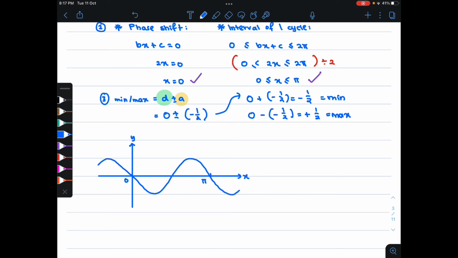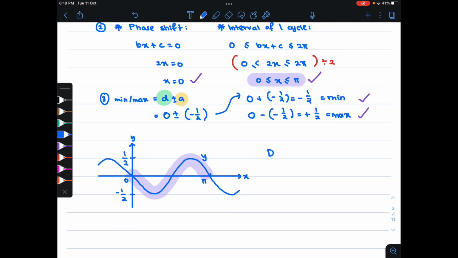And don't forget to label your graph, which is y. So one full cycle starts from 0 until pi. The last one is plotting your minimum and maximum. So your minimum is negative half, and the maximum is positive half.